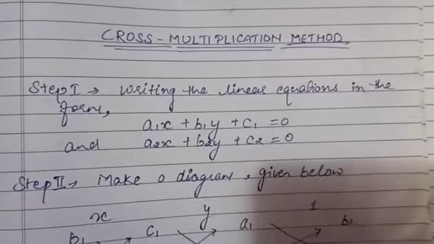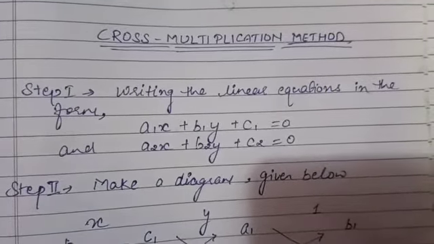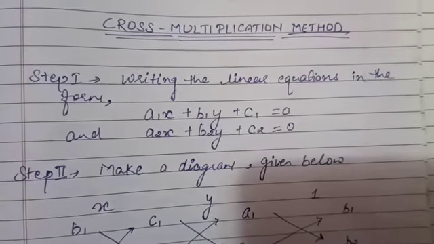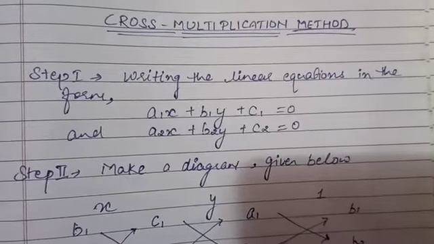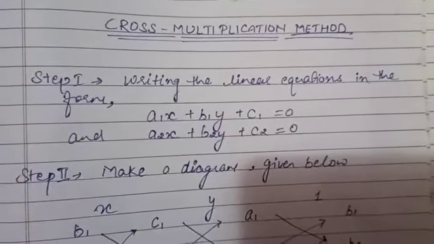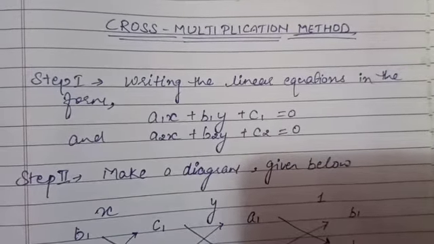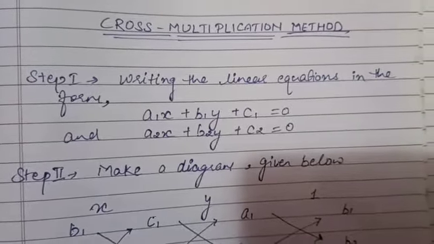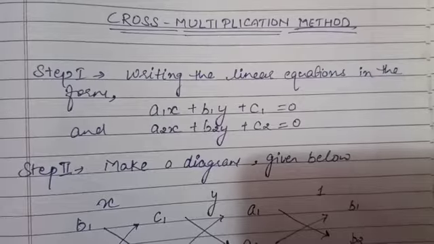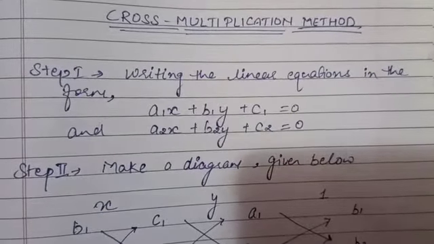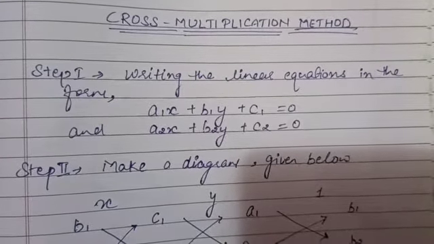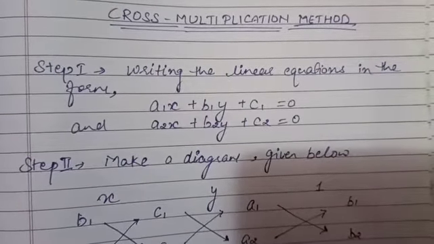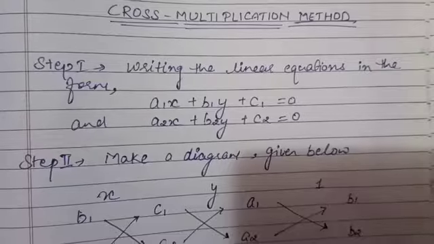Hello students, today we are going to discuss the cross multiplication method to solve the pair of linear equations in two variables. Earlier we have discussed the graphical method, substitution method and elimination method. There is one more method to solve the pair of linear equations, that is called the cross multiplication method. You have to follow some simple steps. Let us see what these steps are.